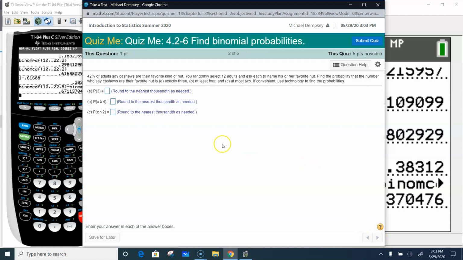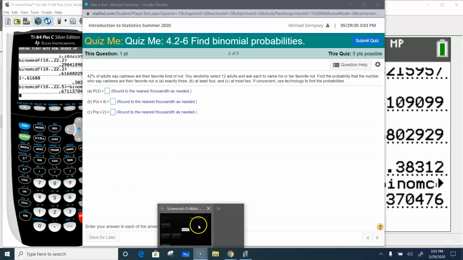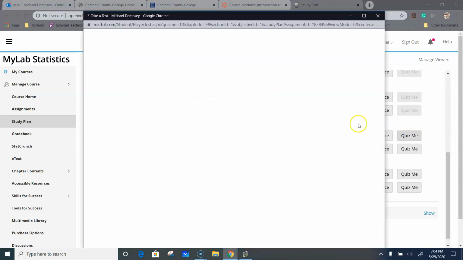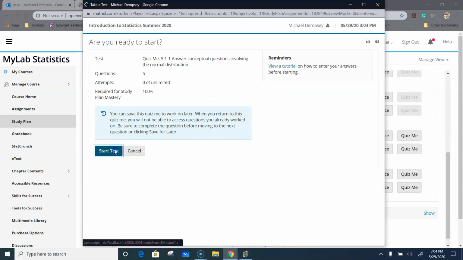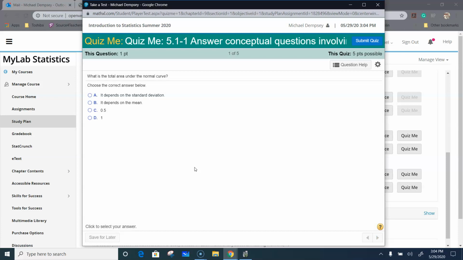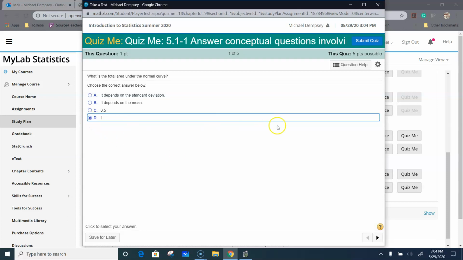And that's our binomial PDF and CDF setting. Those will all look pretty similar to one another. Okay, and now we have conceptual questions about the normal distribution, and then also some computational questions about the normal distribution. What is the total area under the normal curve? That's always 1.